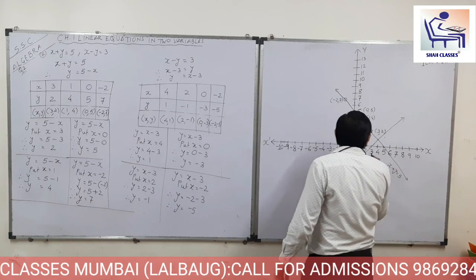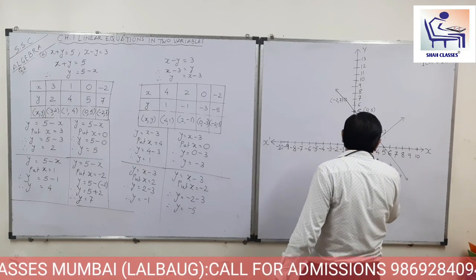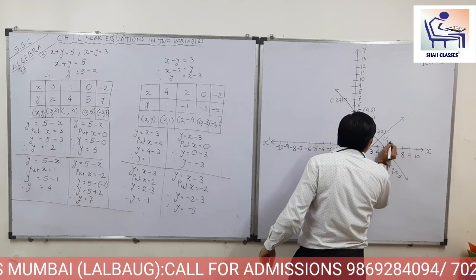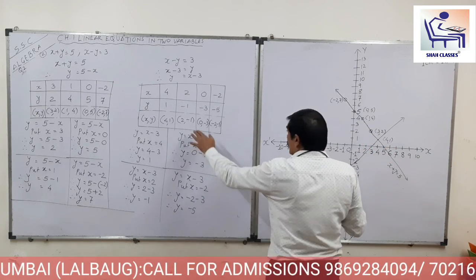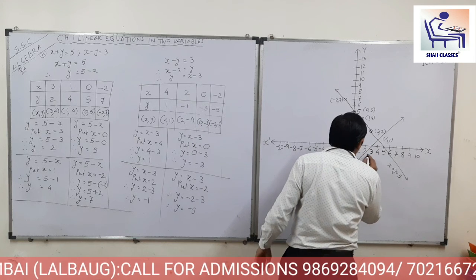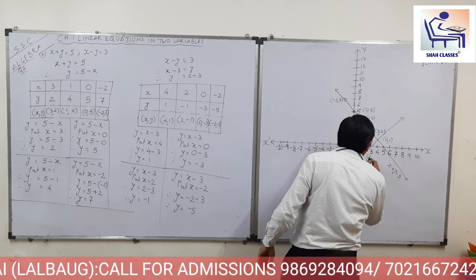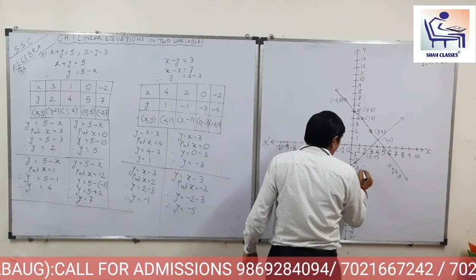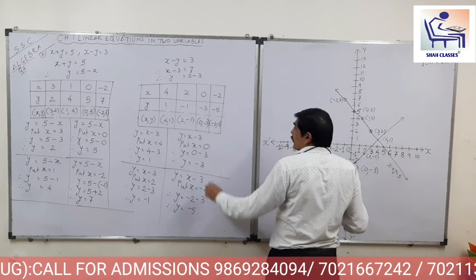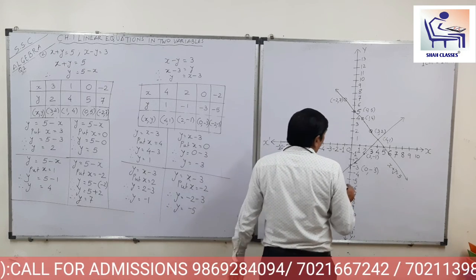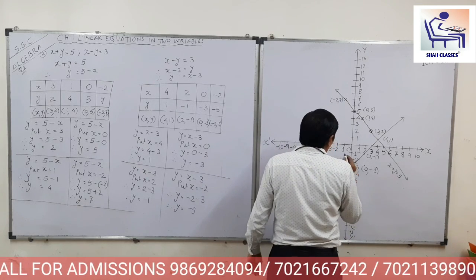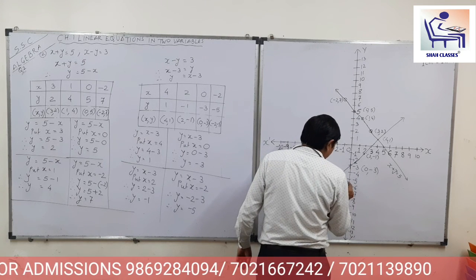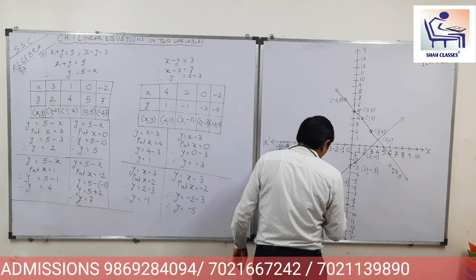Okay, so we got the values. First one is your 4, 1. Then the second value is 2 minus 1. Your third value is 0 and minus 3. And the fourth value is minus 2 minus 5. This is your fourth value.